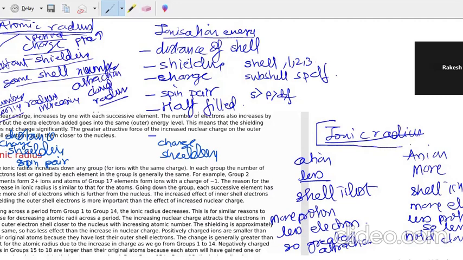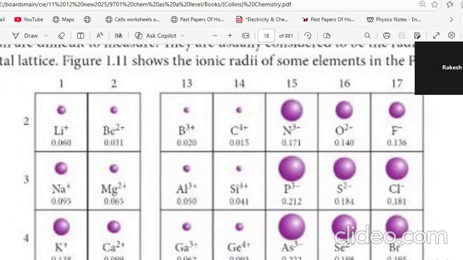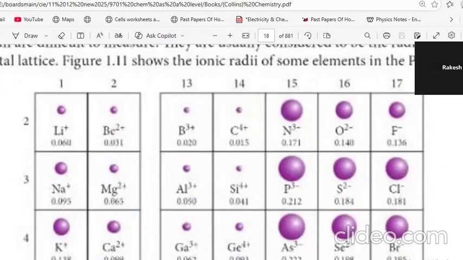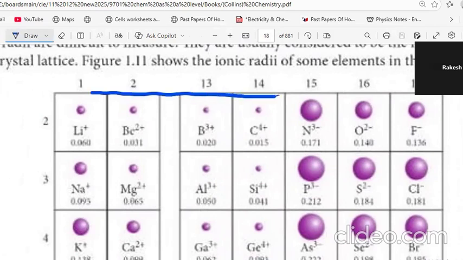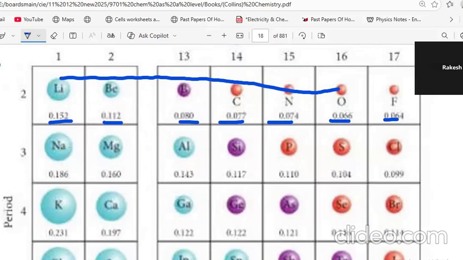But when they talk of ionic radius, it's slightly different. There could be two radii, one cation radii and one anion. Now, if you notice here, the cation radii is reduced. This is 0.60 and it's going on reducing. Boron is 0.080 here, and here it is 0.02. It's much less. And you see the anions: these are the cations, and these are the anions. The anion has increased. Nitride ion 0.171, see, nitride 0.074.